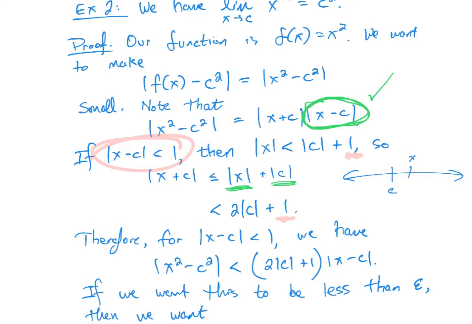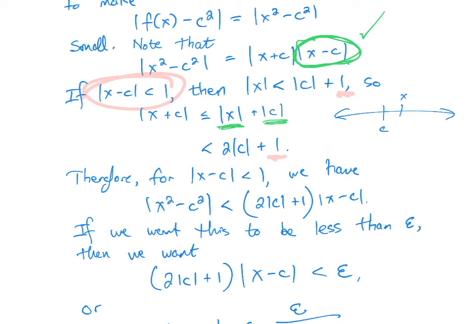Yeah, I still don't understand how the absolute value of x minus c less than 1 would lead us to... I'll tell you what. I'll do that in a second. I want to just finish the overview of the proof first.